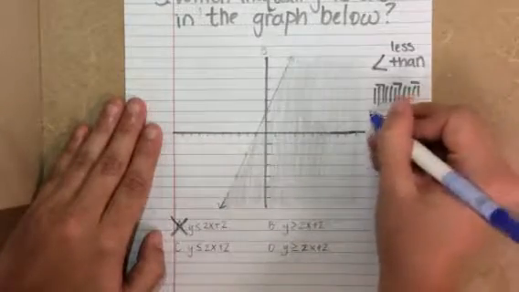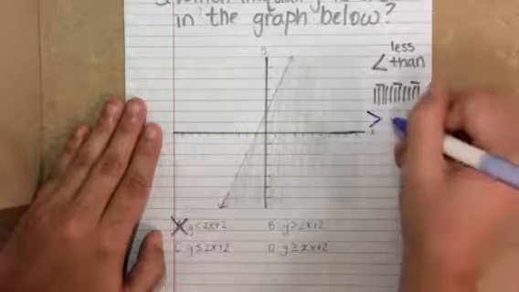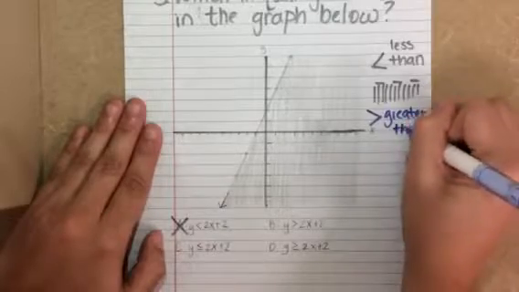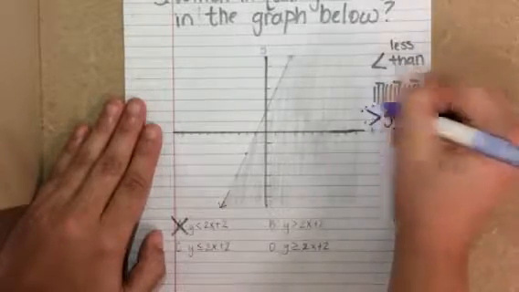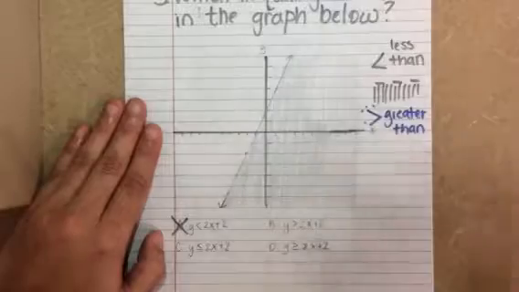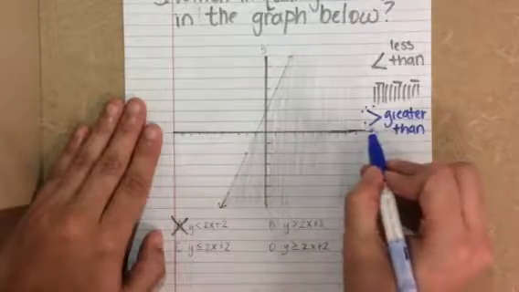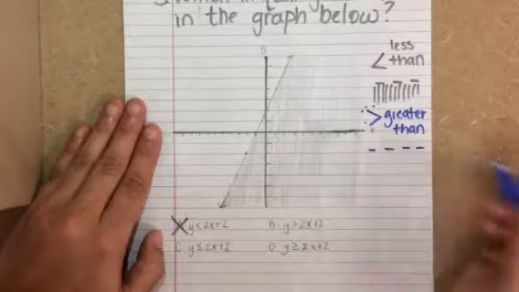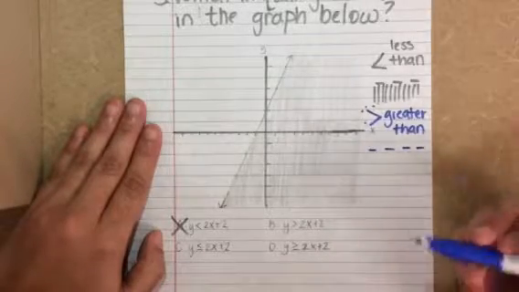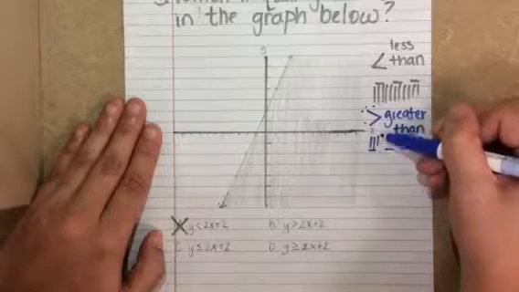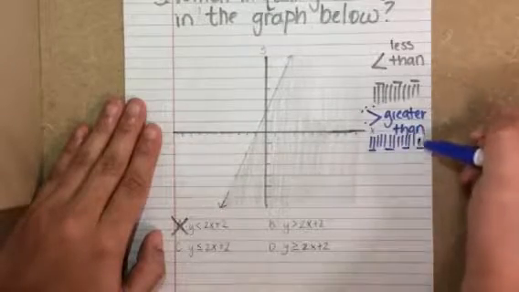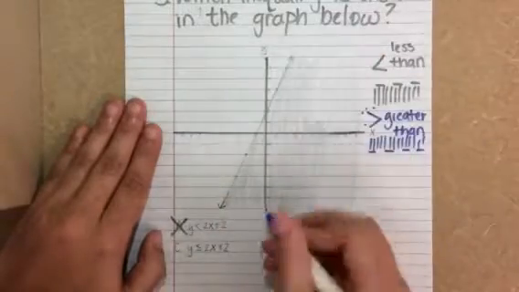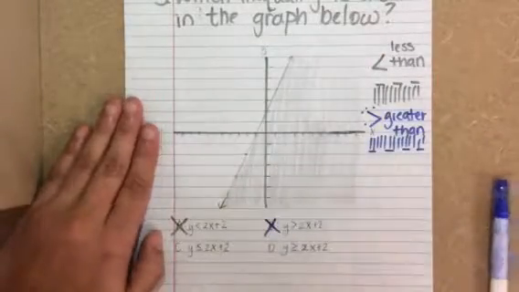The next symbol is greater than. And remember, like I told you, you can make like an ugly G. Less than looks like an L. With greater than, if it doesn't have the equal to, it's not included. So it's also a dashed line. But greater than, it's bigger. So you would be shading on top of the line. Once again, I don't have a dashed line here. It's a solid line. So this one's also wrong.